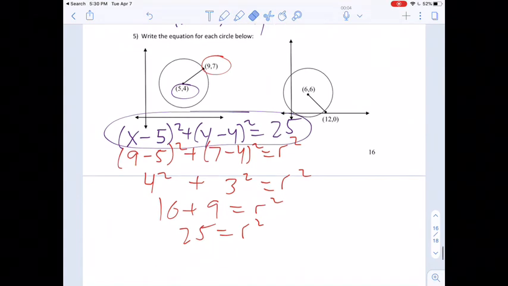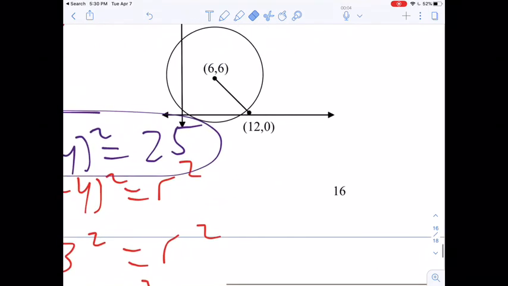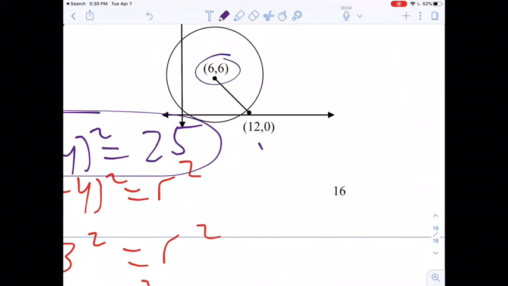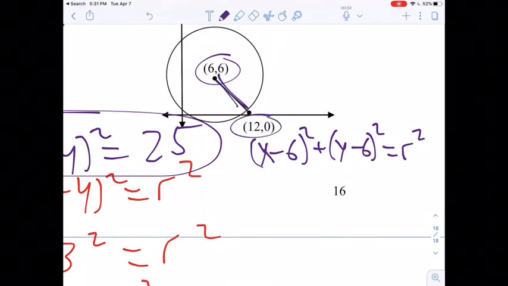Okay. Let's do it again. I'll try to write a little smaller here. Okay, so here's my center. So x minus 6 squared plus y minus 6 squared equals, don't know this, r squared. I don't know the length of this radius. That's the problem. So I take this point that I do know is on the circle and I temporarily plug it in.